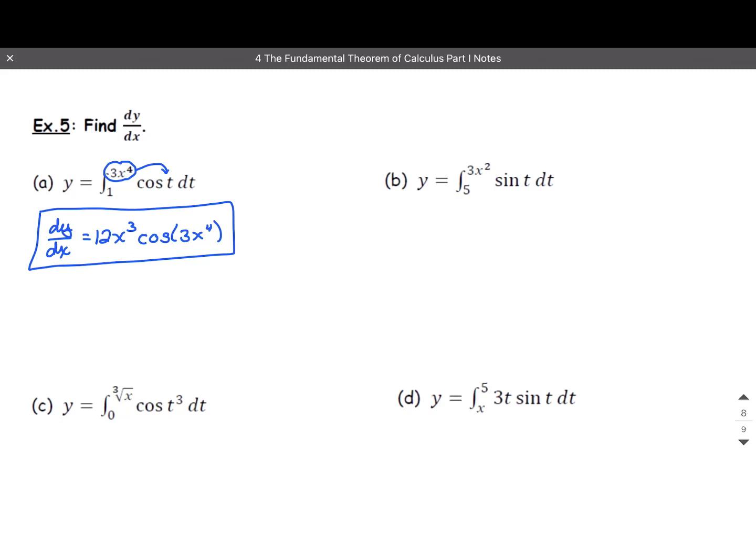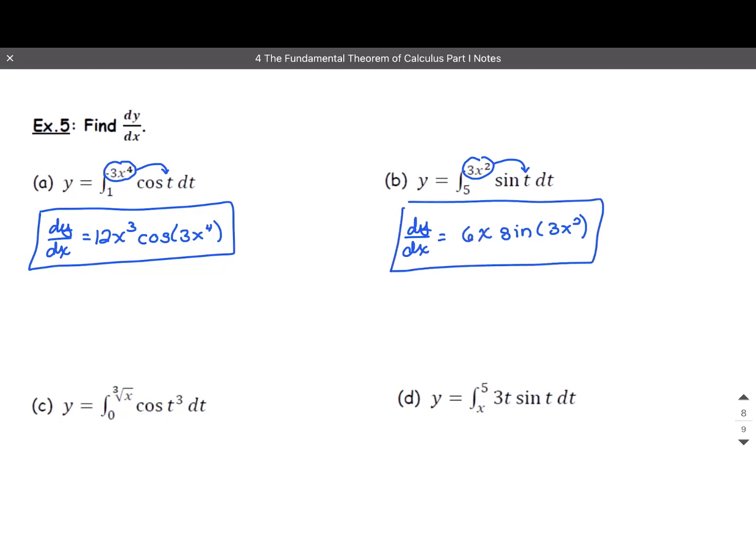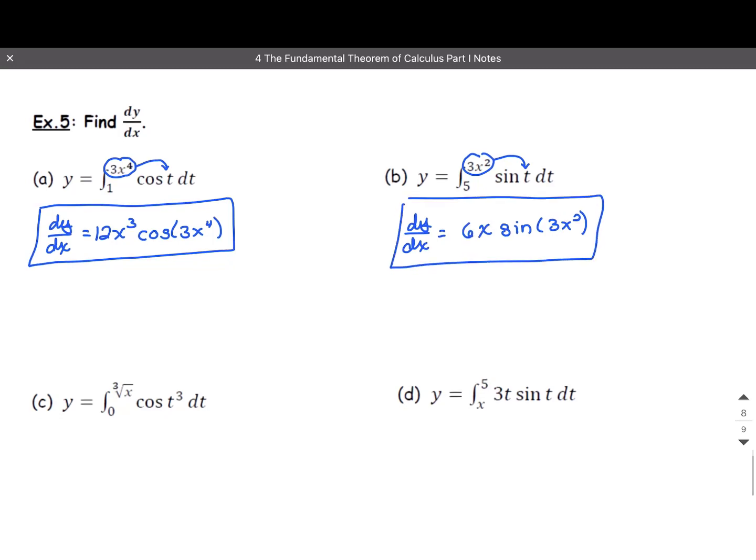So the next one, y equals the integral from 5 to 3x squared of sine t dt. So the derivative of y, dy/dx, equals: we take this 3x squared and substitute it into our function, so it's the sine of 3x squared times the derivative of 3x squared, which is 6x. See, this isn't so bad, is it? You thought it was going to be horrible.